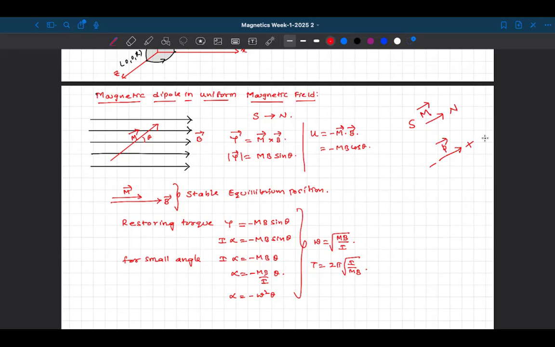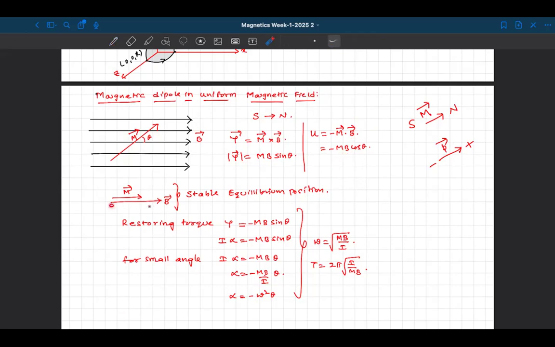There you have written P bar dot E bar. Here you will write M bar dot B bar. When you place this dipole, it will experience a torque given by tau is equal to M bar cross B bar. Magnitude is MB sin theta. In the electric dipole case, the potential energy is minus P bar dot E bar. Here it is minus M bar dot B bar, and it is minus MB cos theta. There also you have studied.